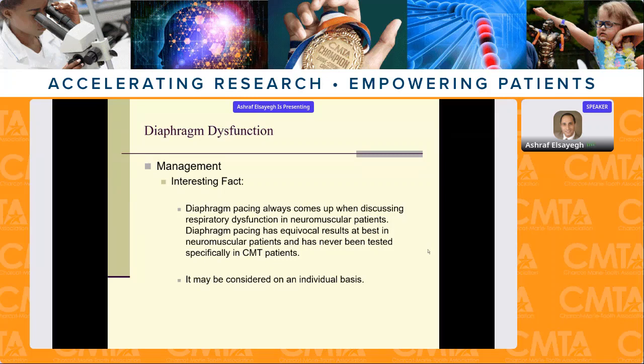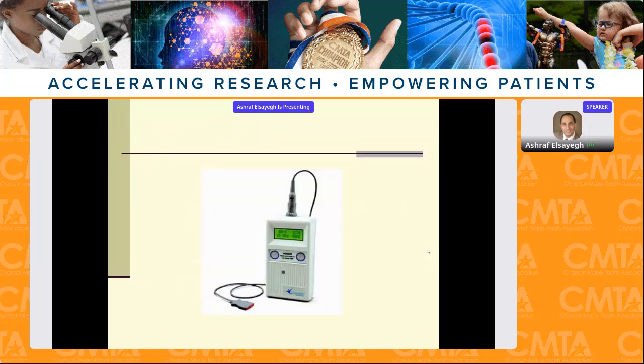Does it mean that it won't work? Not necessarily, but what I recommend is, I consider it on an individual basis. So if it's something that may benefit you or something that you're interested in, you should definitely talk to a physician who has experience with diaphragm pacing and neuromuscular disease.